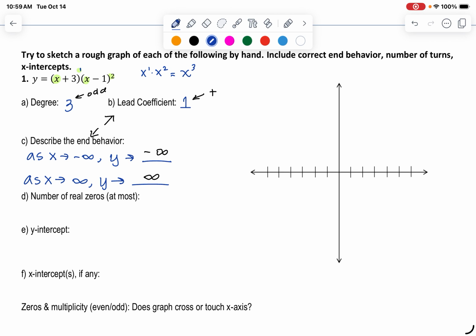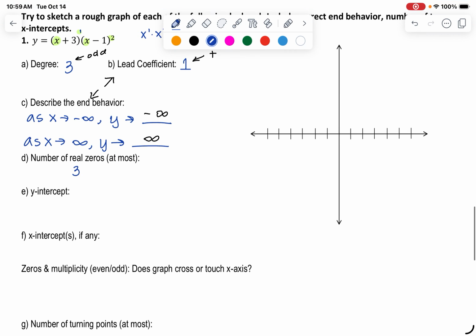Next, number of real zeros. Remember that matches the degree, which is 3, so at most we'll have 3 real zeros. Your y-intercept is always 0 comma something, so we have to plug in 0 for x and see what we get for y. So we'll do x is 0, y is 3 times negative 1 squared, so that is 3.